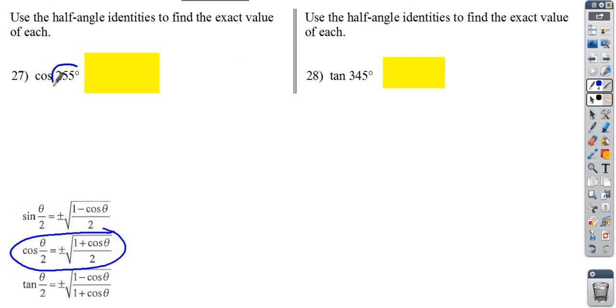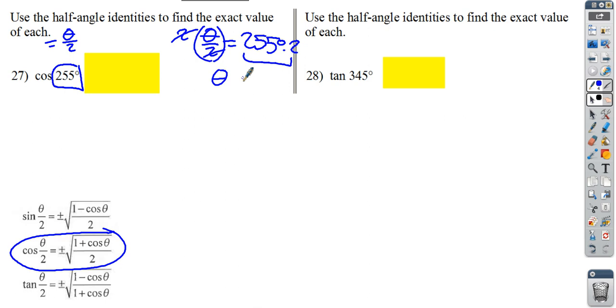What this means is that 255, that is some angle that you took half of. That represents your theta over 2. So you have to find out what theta is. If theta over 2 is 255, how would we get theta? We would multiply both sides of this by 2. 255 times 2 is 510. So that's what we're going to use down here. So we'll use this formula.